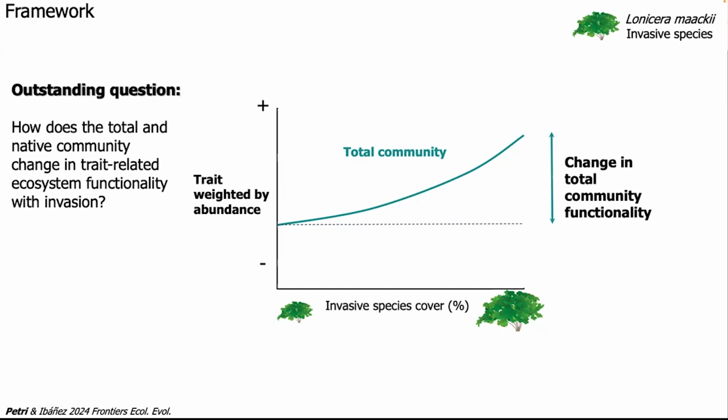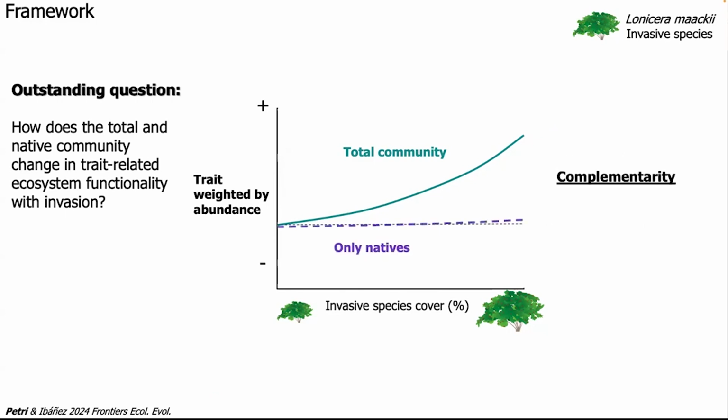So that is a change of the total community functionality, because that will relate to functions that those traits are providing. But we can think in many different ways about how only the native communities, the native species, respond when they are being invaded. One is that the invasive species would not actually change which native species are there, and that would imply that with invasive species cover increasing, we would have similar levels of that trait for the native community only. And I'm calling this complementarity. Invasive species are complementing the native community.